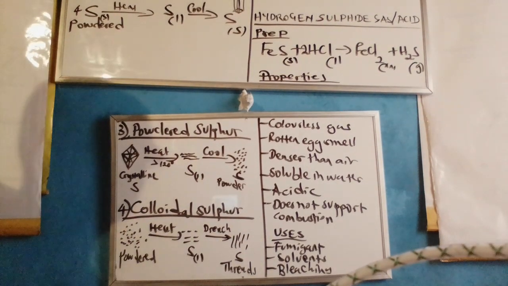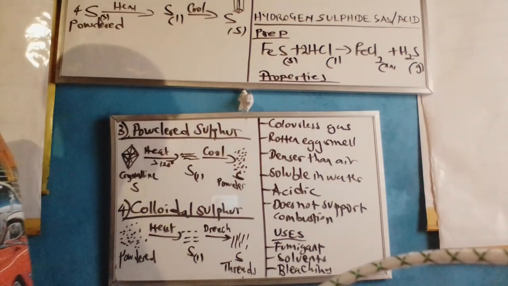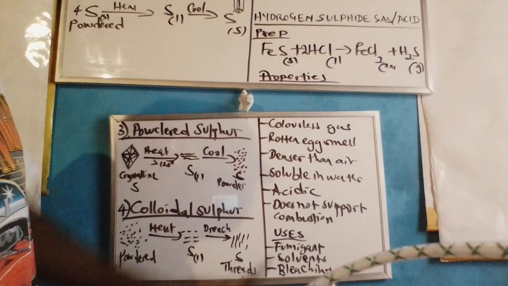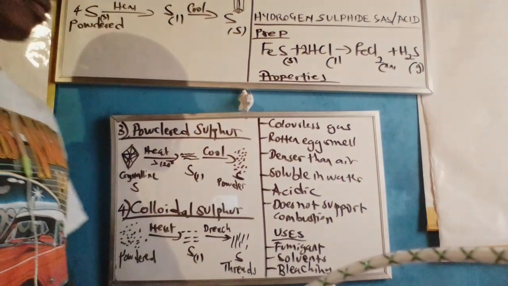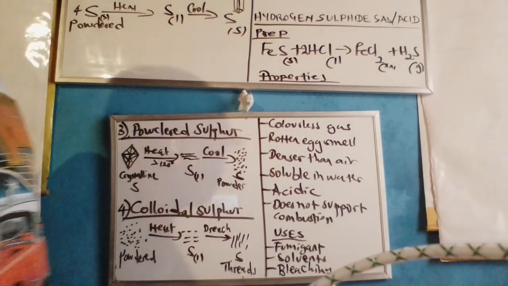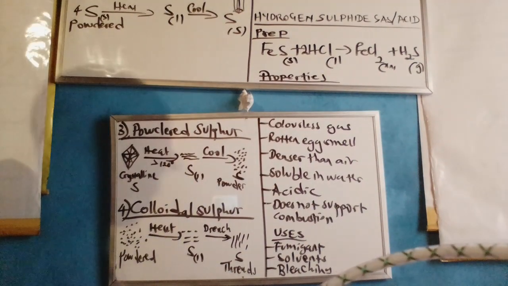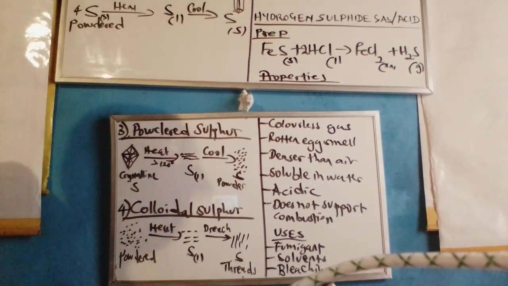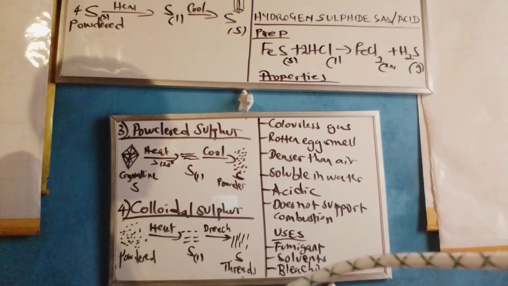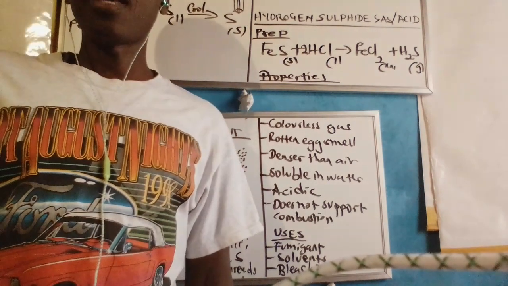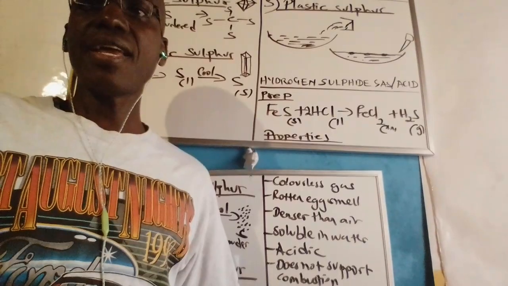How do we prepare it? To prepare hydrogen sulfide, we need a metal sulfide such as iron(II) sulfide and a concentrated acid such as hydrochloric acid. When you react the two, you get hydrogen sulfide gas, the rotten egg smelling gas. Now, this gas, when dissolved in water, will become acidic, forming hydrogen sulfide acid.